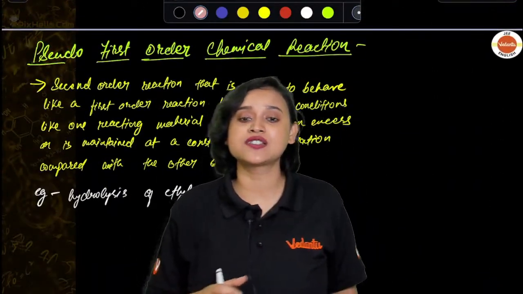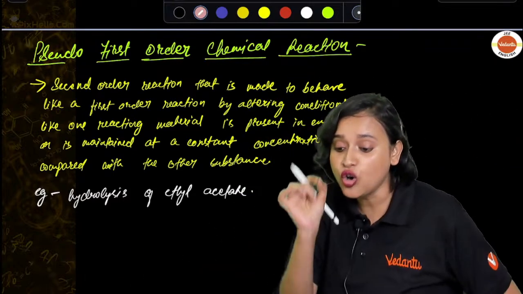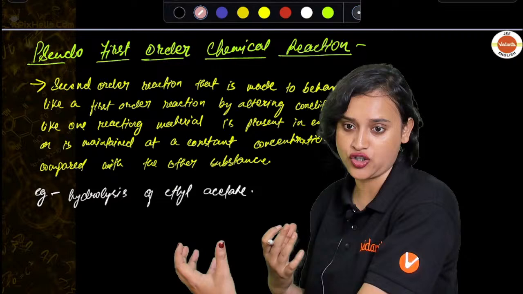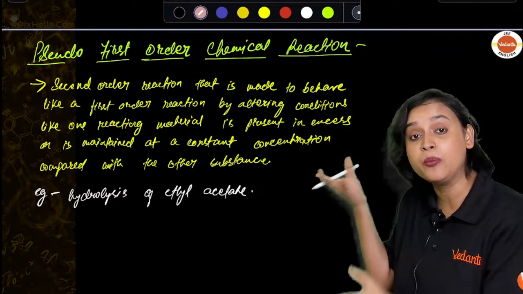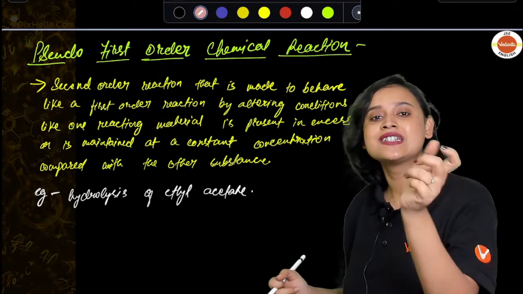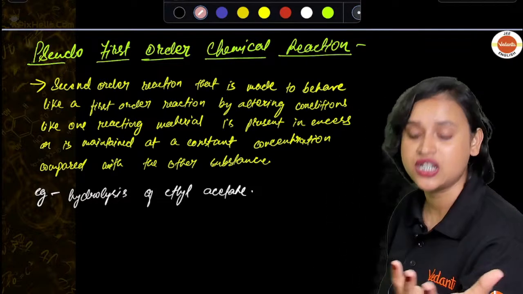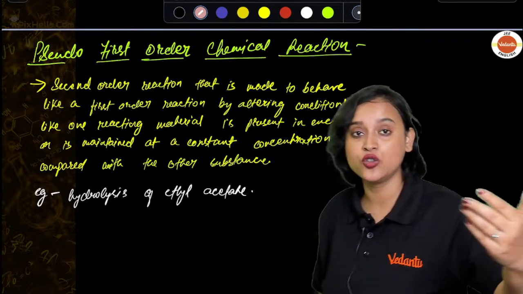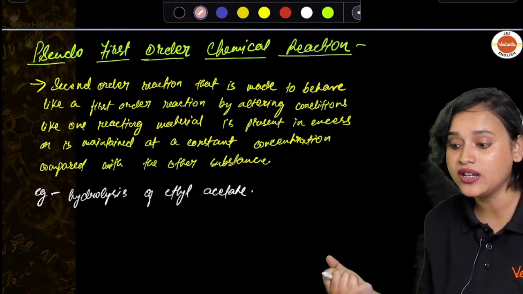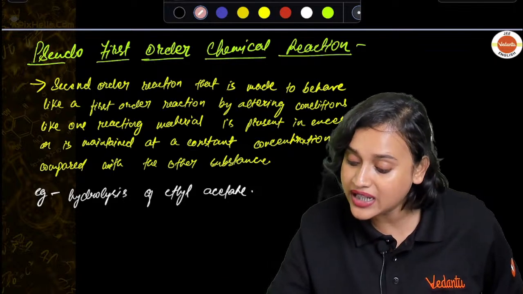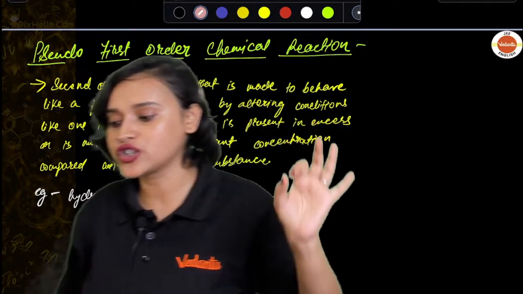Now we come across something called a pseudo first order chemical reaction. Those are reactions that are made to behave like a first order reaction. How do we make them behave like a first order reaction? Just by tweaking the conditions. Maybe one of the reacting materials can be present in excess, or maintained at a constant concentration. Then we might get a pseudo first order reaction.